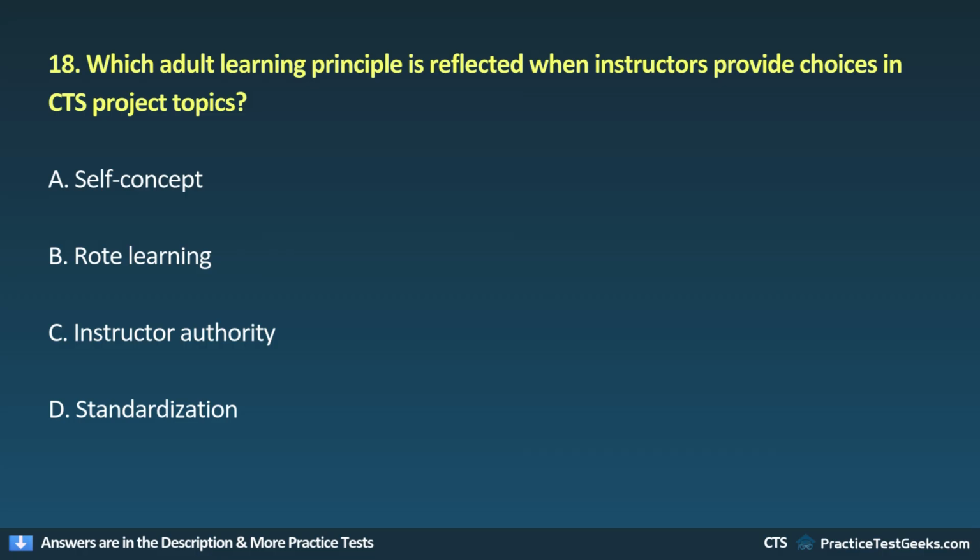18. Which adult learning principle is reflected when instructors provide choices in CTS project topics? A. Self-concept. B. Rote learning. C. Instructor authority. D. Standardization.